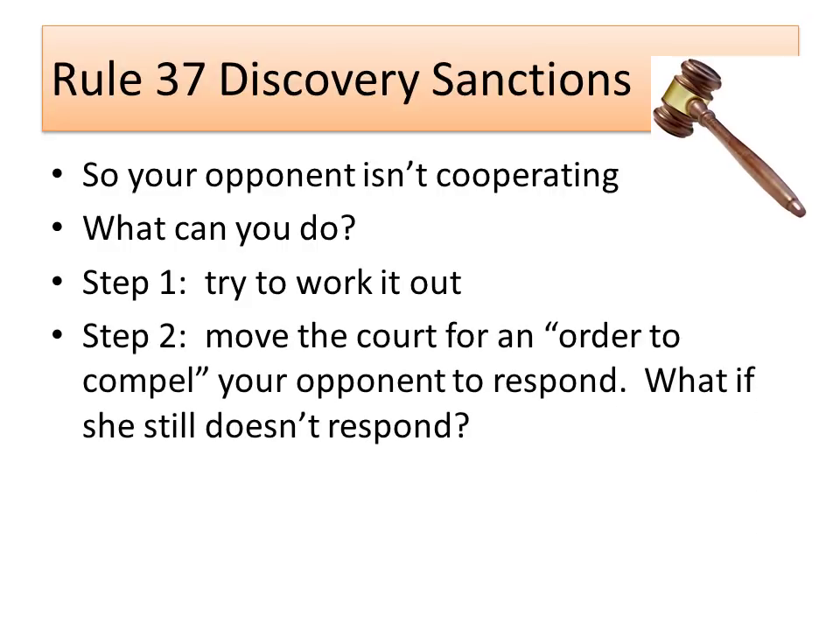Step two, though, if that doesn't work, is to move the court for an order to compel, which, just like it sounds, is a court order saying, hey, you have to respond to the discovery. So you make a motion to the court, ask for an order to compel. If the court issues the order to compel, then your opponent has to respond. But what if your opponent is really stubborn and still doesn't respond? Then what happens? Then you move for sanctions under Rule 37. Rule 37 lists the kinds of sanctions that the judge might impose.